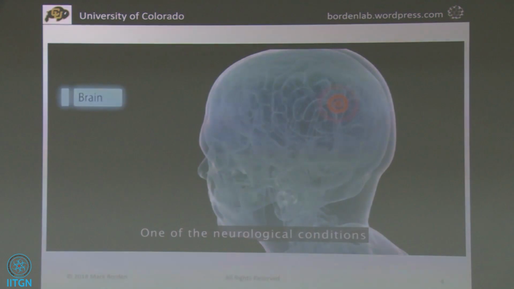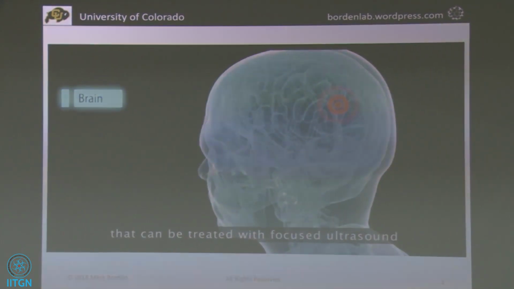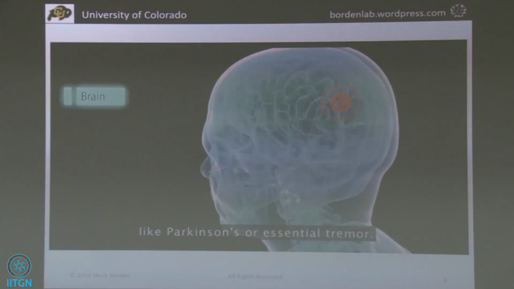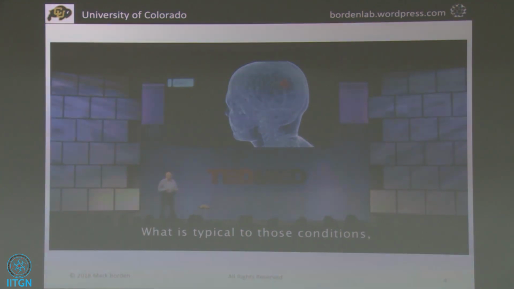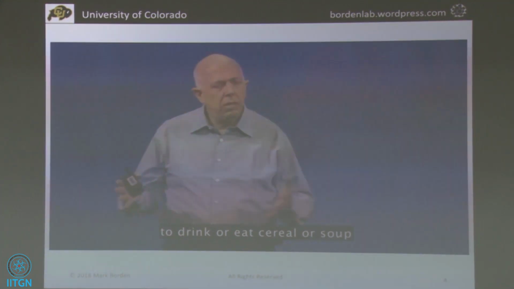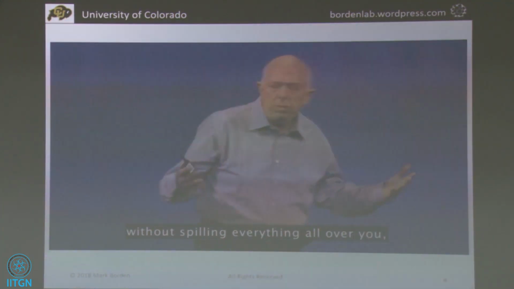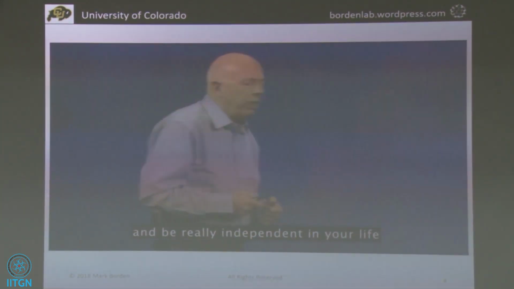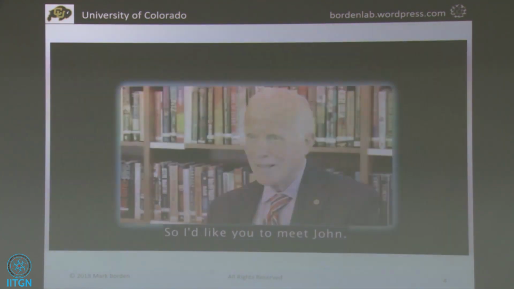So the first one is in the brain. One of the neurological conditions that can be treated with focused ultrasound are movement disorders, like Parkinson's or essential tremor. What is typical to those conditions, for essential tremor, for example, is inability to drink or eat cereal or soup without spilling everything all over you, or write legibly so people can understand it, and being really independent in your life without the help of others. So I'd like you to meet John. John is a retired professor of history from Virginia. He suffered from essential tremor for many years.